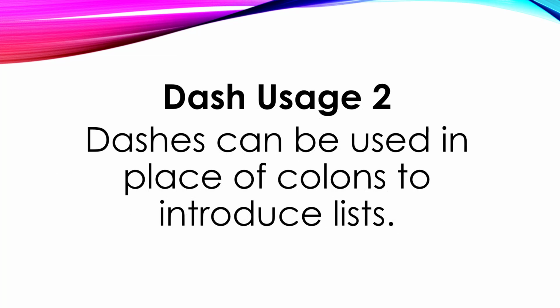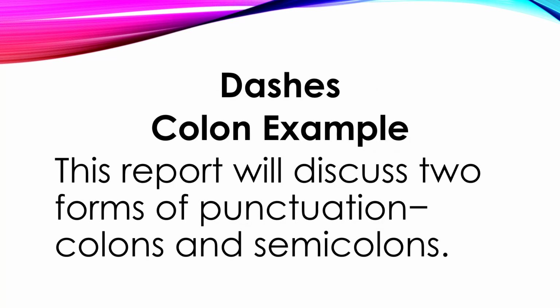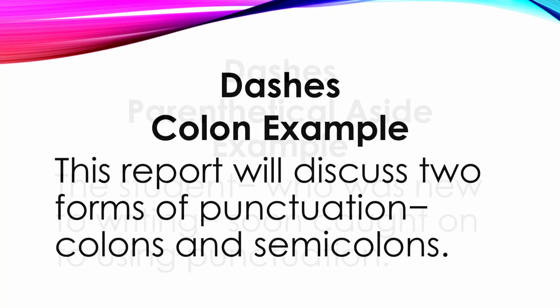Here's dash usage number 2. It can be used in place of colons to introduce lists. So here's once again our list example. This report will discuss 2 forms of punctuation: dash, colons, and semicolons. Once again, I don't like this. I would use the colon instead. So I'd completely skip the dash. As we move through the punctuation here, we're getting into less and less common punctuation. I've ordered it that way. And punctuation that, frankly, I don't use. Dashes are an example of such punctuation.